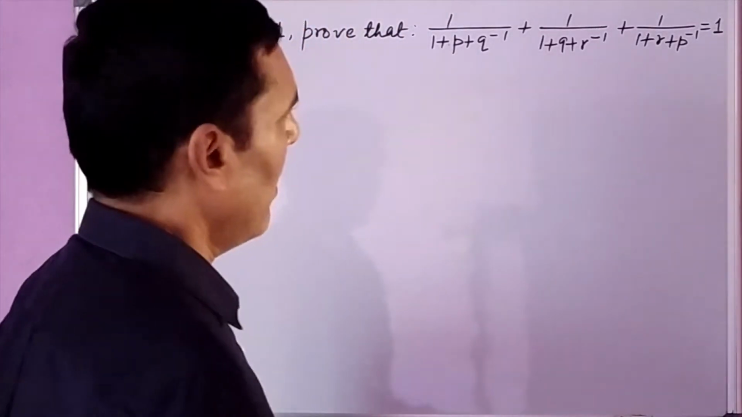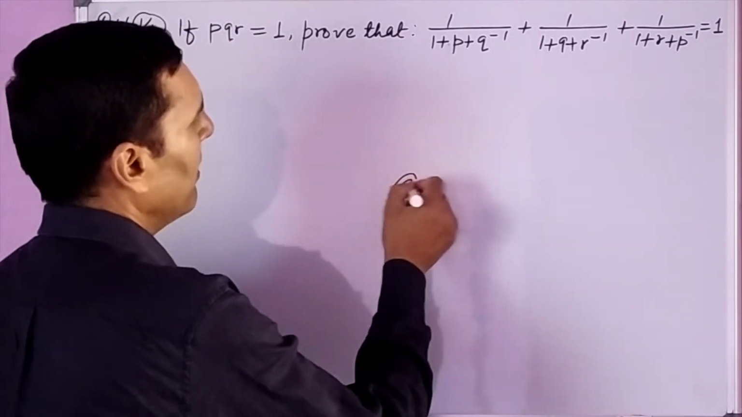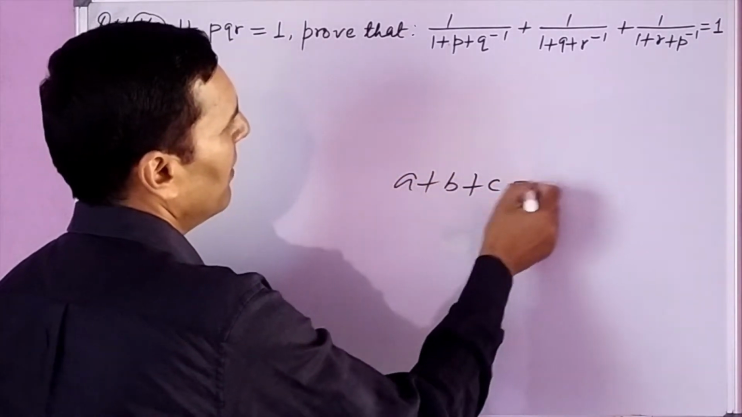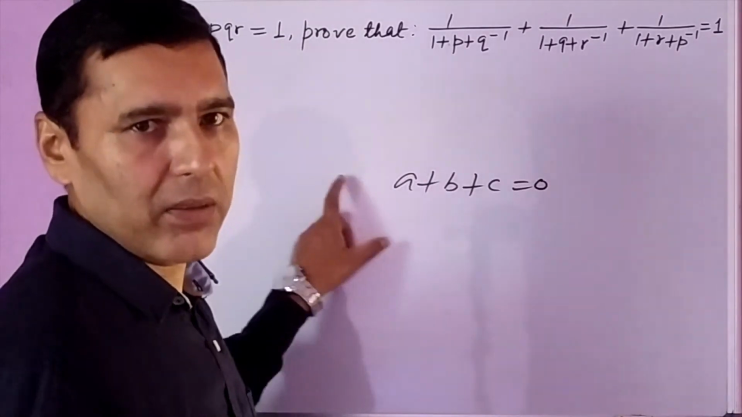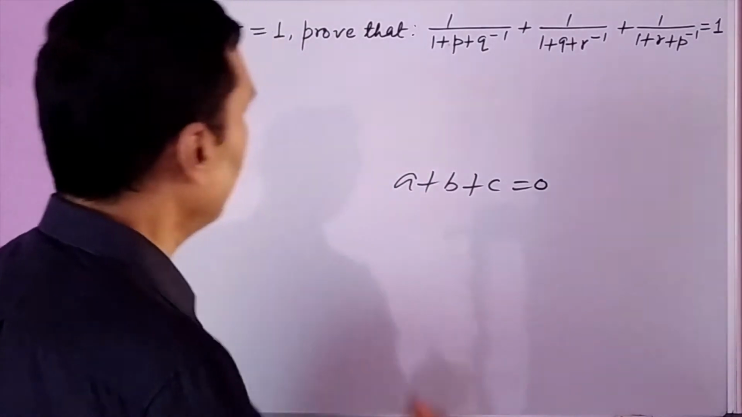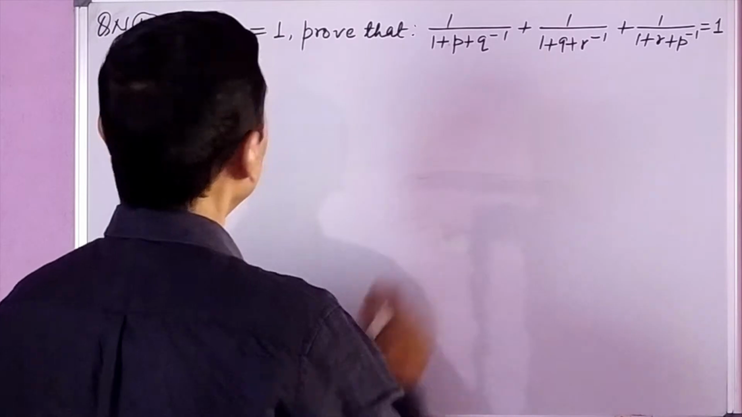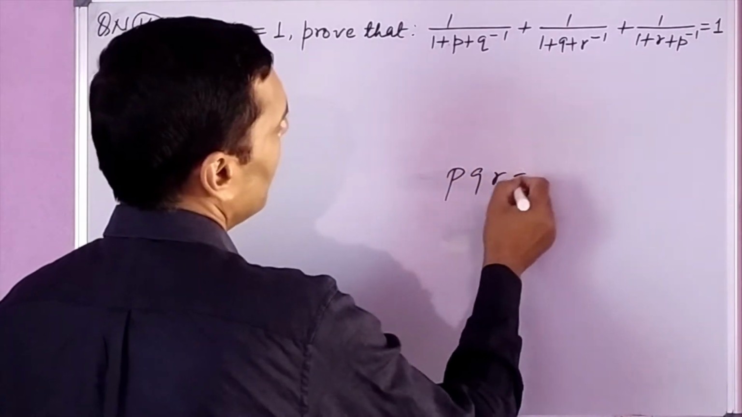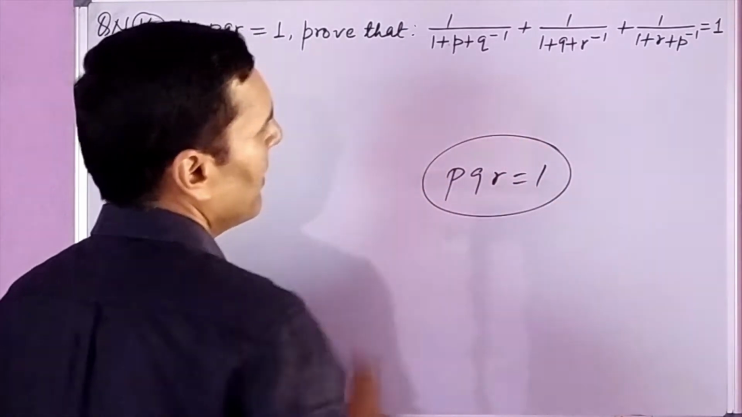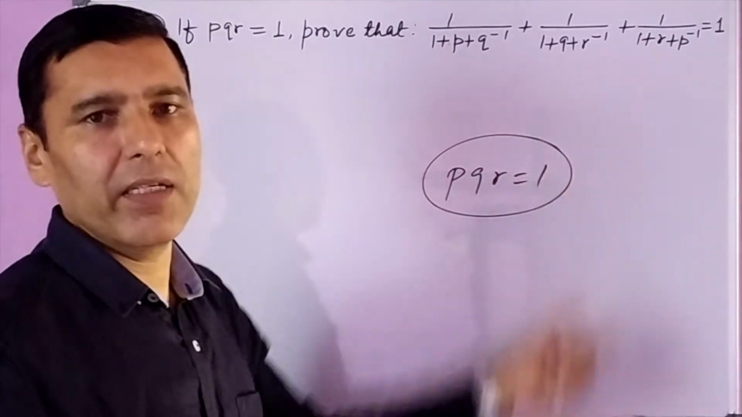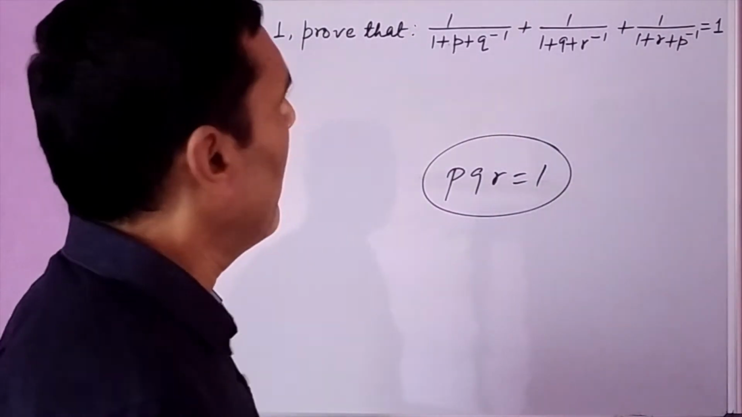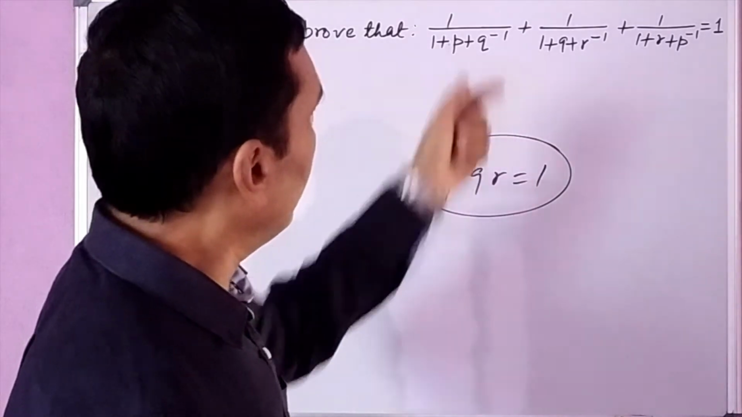In the previous question, it was given that A plus B plus C is equal to 0, and by using the given condition we got 1 from the left hand side. So here we are given PQR is equal to 1. This is the given condition. With the help of this condition, here also in the left hand side, all denominators can be made the same, because you can see here also the denominators are different.